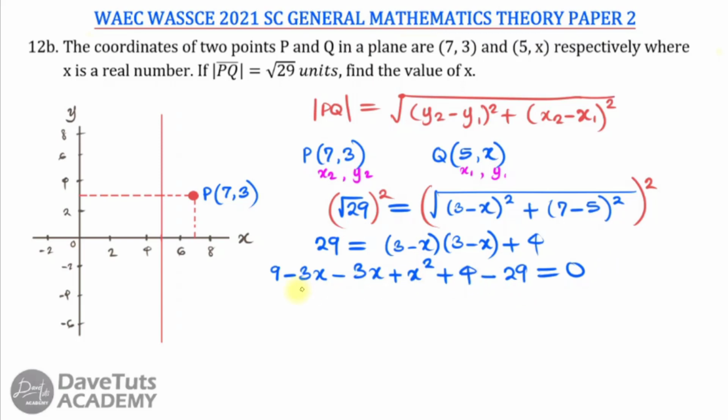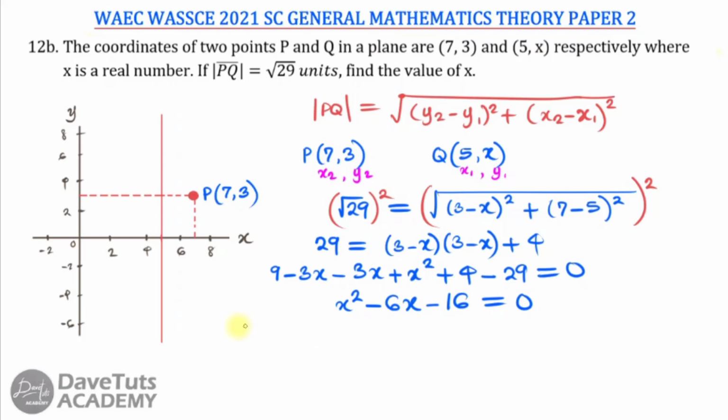So this is a quadratic already, and we can try and solve that. Let me just arrange appropriately. x squared being the first term, minus 3x minus 3x will be minus 6x. Now I have 9 plus 4 minus 29. In the first case, 9 minus 29 is minus 20. Minus 20 plus 4, that will be minus 16 is equal to 0.